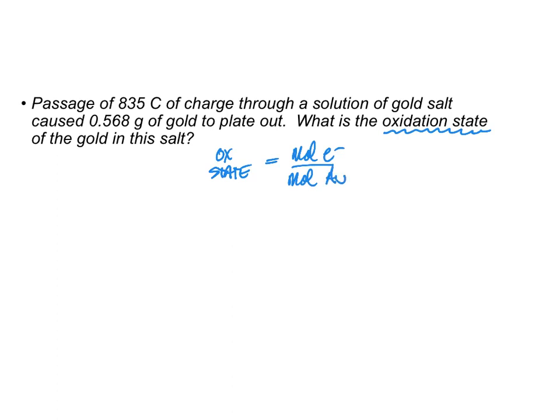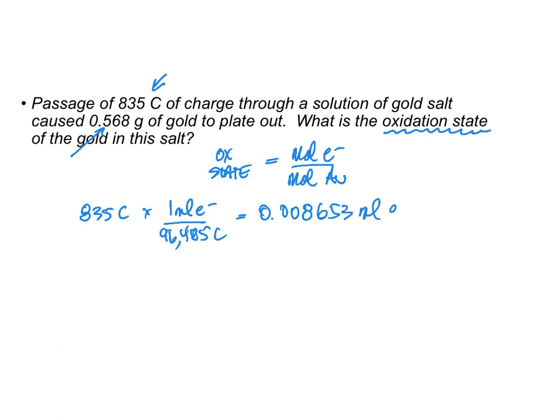In this case, we have gold. They've told us 835 coulombs. They've told us the number of grams of gold. So we're going to just do two very short calculations. We're going to take that 835 coulombs and we're going to say 1 mole of electrons is 96,485 coulombs. And that gives us 0.08653 moles of electrons. Okay, so that's the numerator of this oxidation state expression.